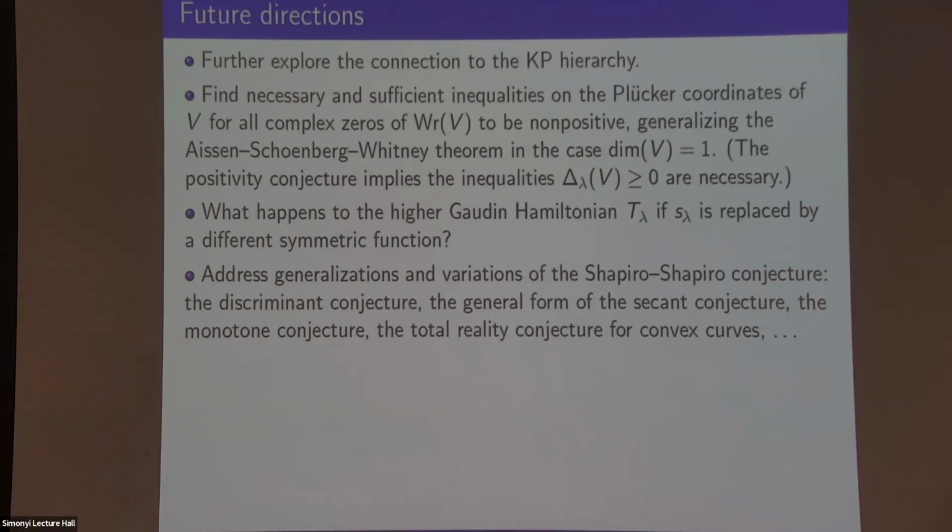Okay, so here are some further work. I think it would be interesting to explore the connection with the KP hierarchy. Do these Wronski solutions mean anything for the PDEs? It would be nice to generalize this Eisen-Schoenberg-Whitney theorem. This characterized polynomials with non-positive real roots in terms of the coefficients. And we'd like to do the same for the zeros of the Wronski in terms of the Plucker coordinates.